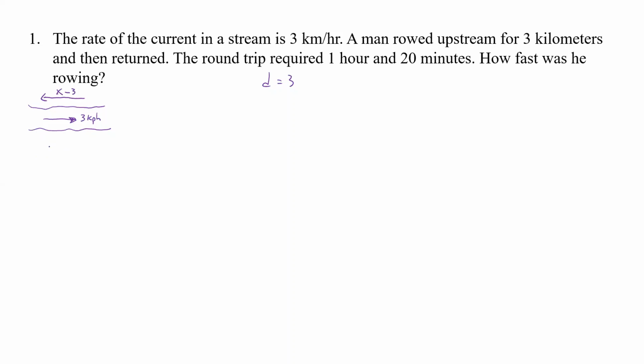Now, when he turns around and goes back the other direction, he's going to go this way now. Well, now his rate in still water is x, and he's going to add 3 because he's going to go with the stream, so it's going to be 3 kilometers per hour faster. Okay, so we're going to say his distance is 3. We're going to say x is equal to still water speed.